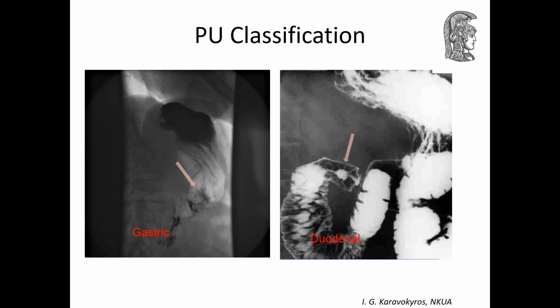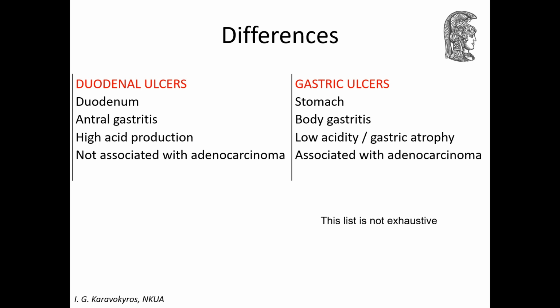Peptic ulcers include both gastric ulcers and duodenal ulcers. These show significant differences both in terms of pathogenesis and clinical data. Duodenal ulcers are in the duodenum, coexist with antral gastritis, have been associated with high acid production, and have never been epidemiologically associated with duodenal adenocarcinoma.